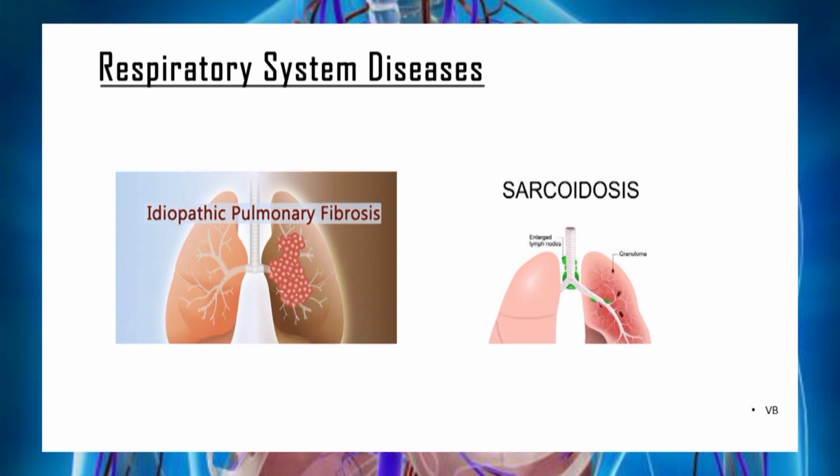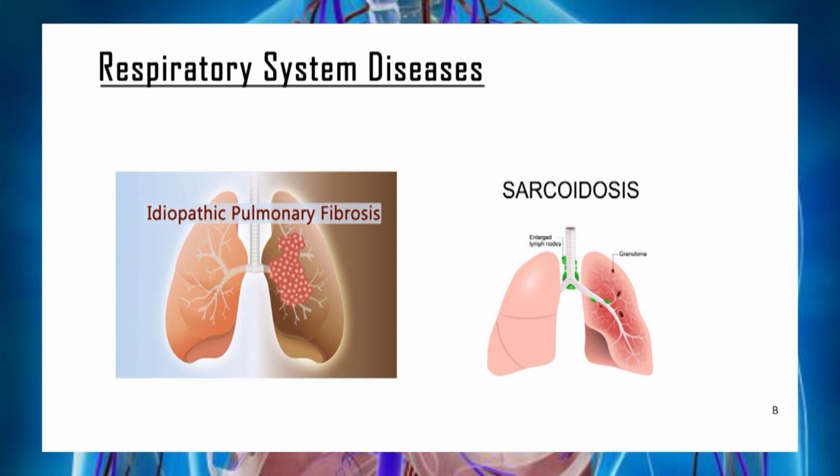This condition develops when the lung tissue becomes thick and stiff from an unknown reason. Over time, these changes can cause permanent scarring in our lungs. Then sarcoidosis. While the causes of sarcoidosis are not known, it is associated with increased immune system activity.